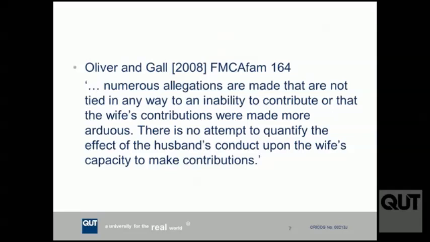Now in Oliver and Gall, a more recent case, so 2008, the court said, numerous allegations are made that are not tied in any way to an inability to contribute, or that the wife's contributions were made more arduous. So there is no attempt to quantify the effect of the husband's conduct upon the wife's capacity to make contributions. So in this case, the Kennan argument wasn't effective because the link between the conduct of the party committing the abuse and the adverse effect wasn't able to be established. So that proof element is incredibly important, and the Kennan argument will fall down if it's not satisfied.